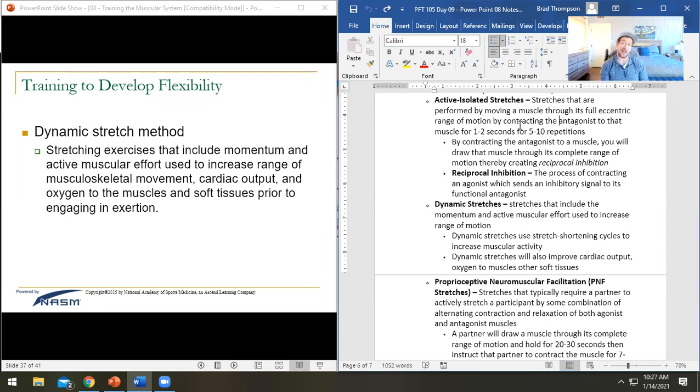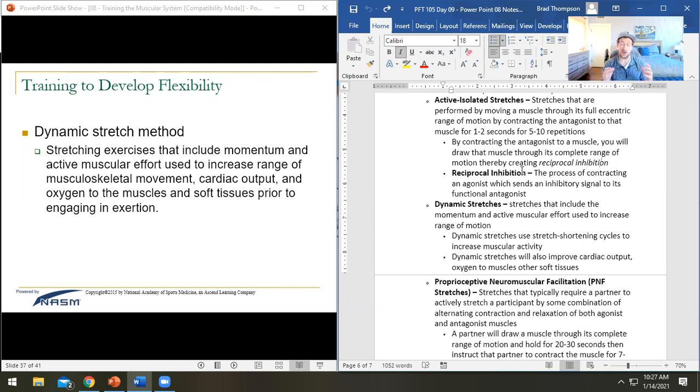So if I contract the opposite muscle, it's going to send a signal to relax the other one. If I do that over and over again, hopefully I'll get my muscle to relax, right? So by contracting the antagonist, you're going to draw that muscle through its complete range of motion. That's going to create what we call reciprocal inhibition. So autogenic inhibition is pressing that makes one inhibit the other.